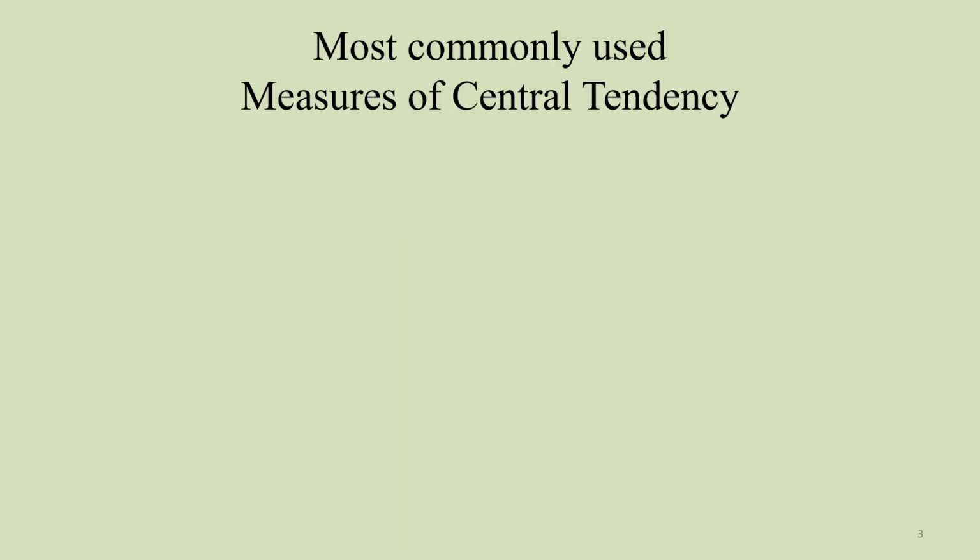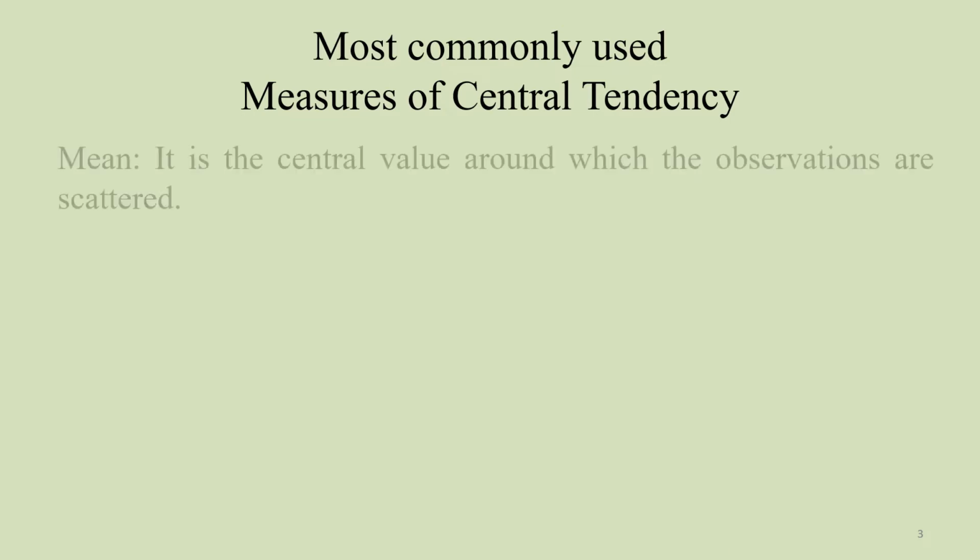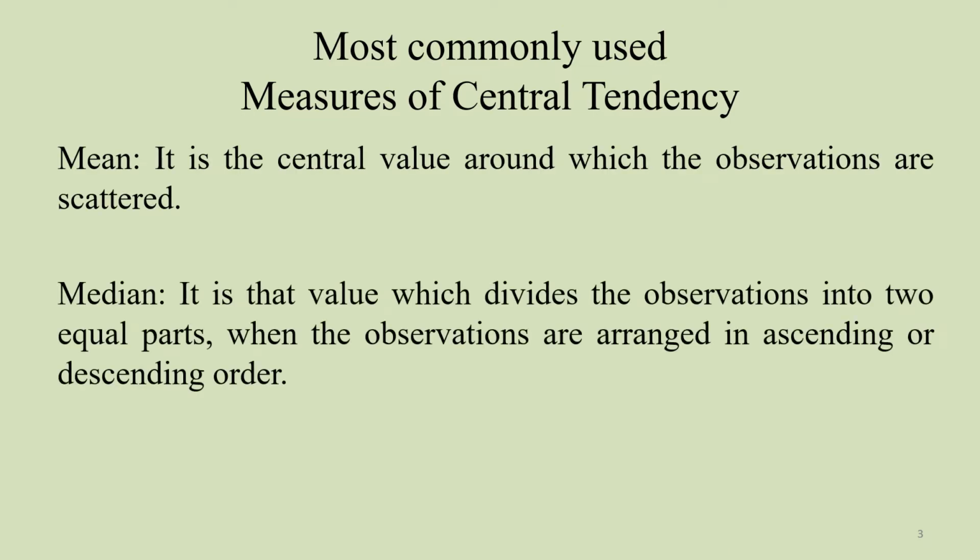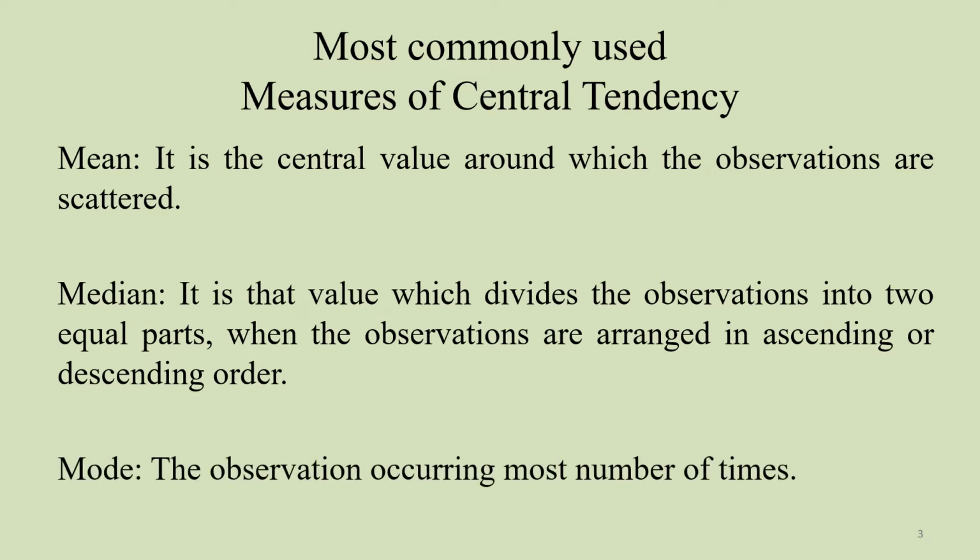The most commonly used measures of central tendency are mean, median and mode. Mean, which is also known as arithmetic mean or average, is the central value around which the observations are scattered. Median is that value which divides the observations into two equal halves when the observations are arranged in the ascending or descending order. And mode is that observation which occurs most number of times, or the observation which comes with maximum frequency.